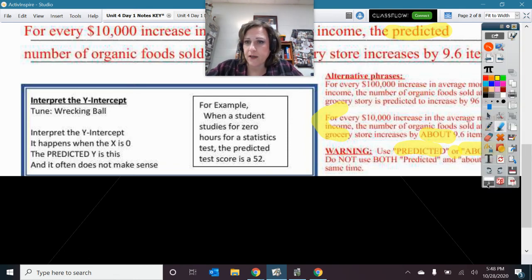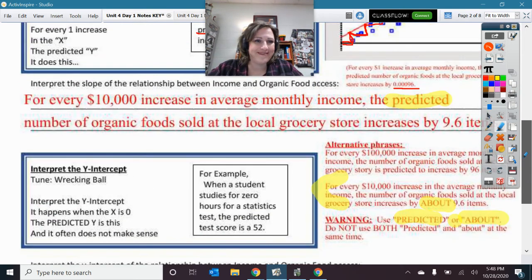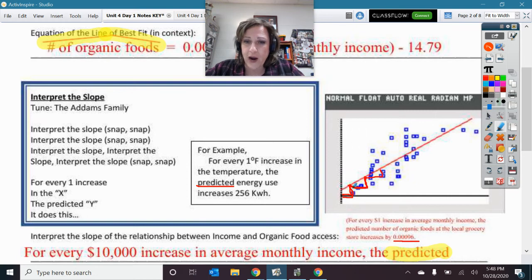Next thing, here we go. Now let's interpret the Y-intercept. Okay, so let's take a look at where that is on our graph. If we look at this graph, then our Y-intercept is right there. Our Y-intercept is always happening when this X value is 0. That's the key to this problem.